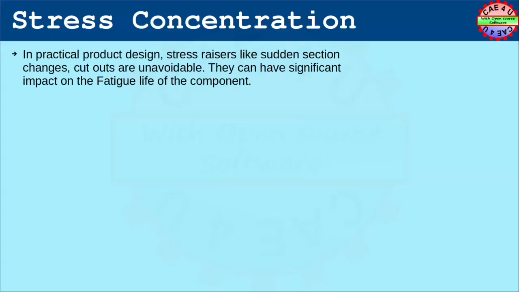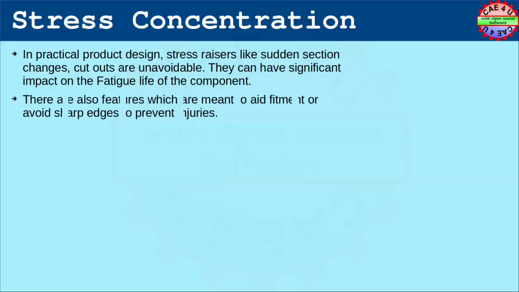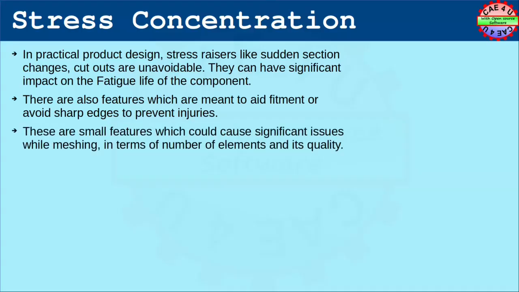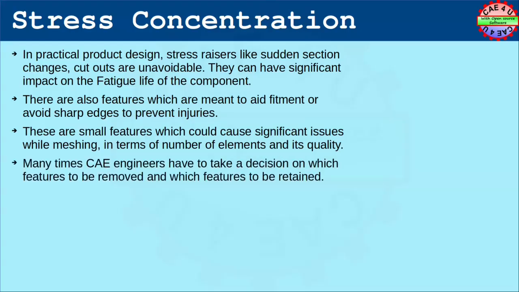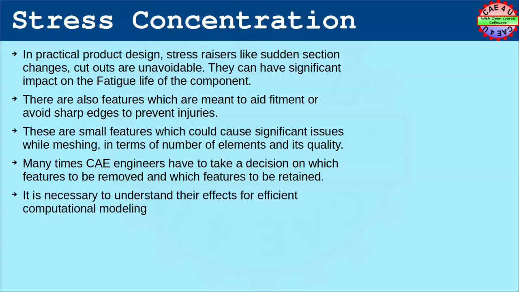In practical product design, stress risers, like sudden section changes and cutouts, are unavoidable. They can have significant impact on the fatigue life of the component. There are also features which are meant to aid fitment, or avoid sharp edges, to prevent injuries. These are small features which could cause significant issues while meshing, in terms of number of elements and its quality.